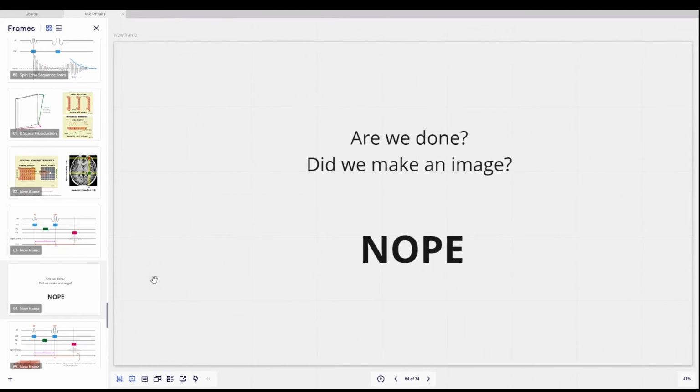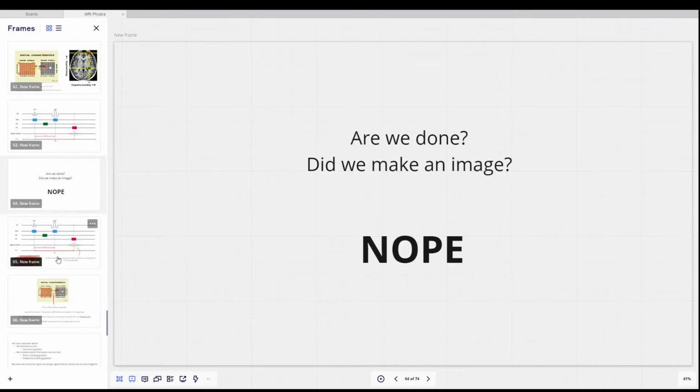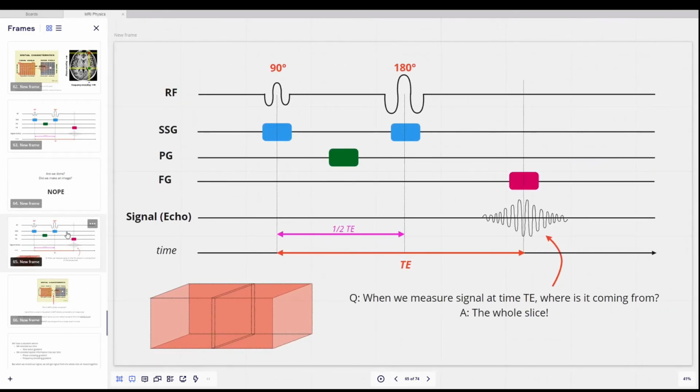Okay. So are we done? Is that it? Did we just encode phase and frequency in our image and now that's it? Of course not. Okay, so why not? Okay, let's look at our diagram again. Same diagram. This signal that we measure, this echo, where's it coming from? And the answer, as I've given you here, is it's coming from the whole slice that we've excited.